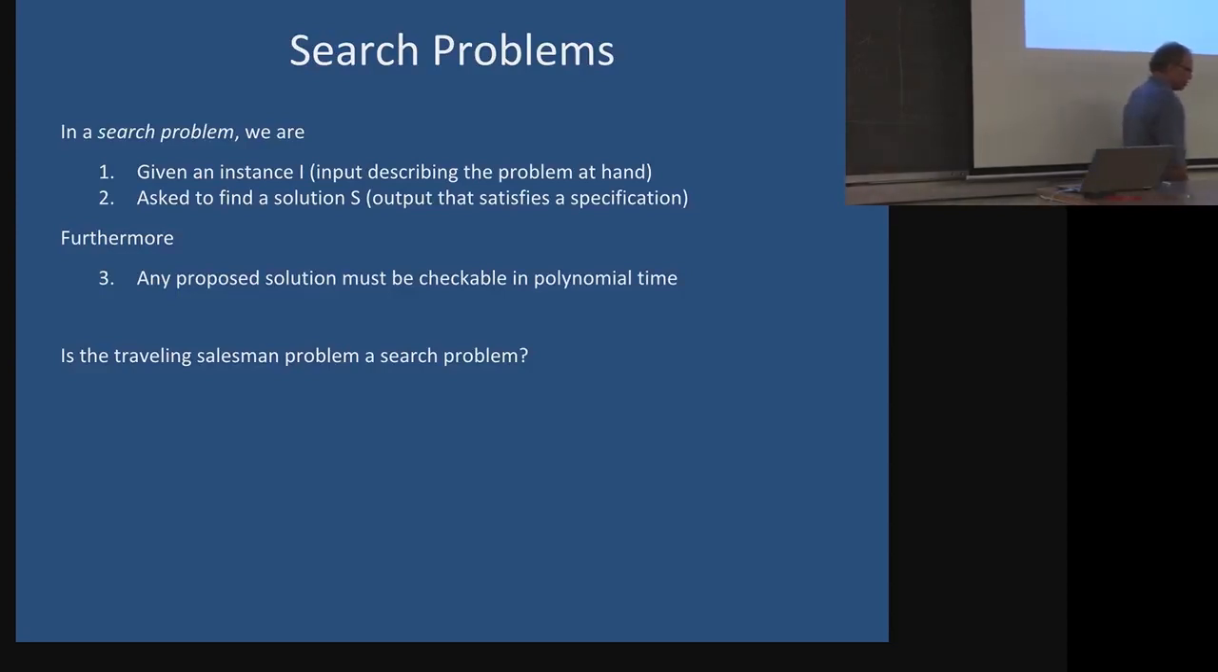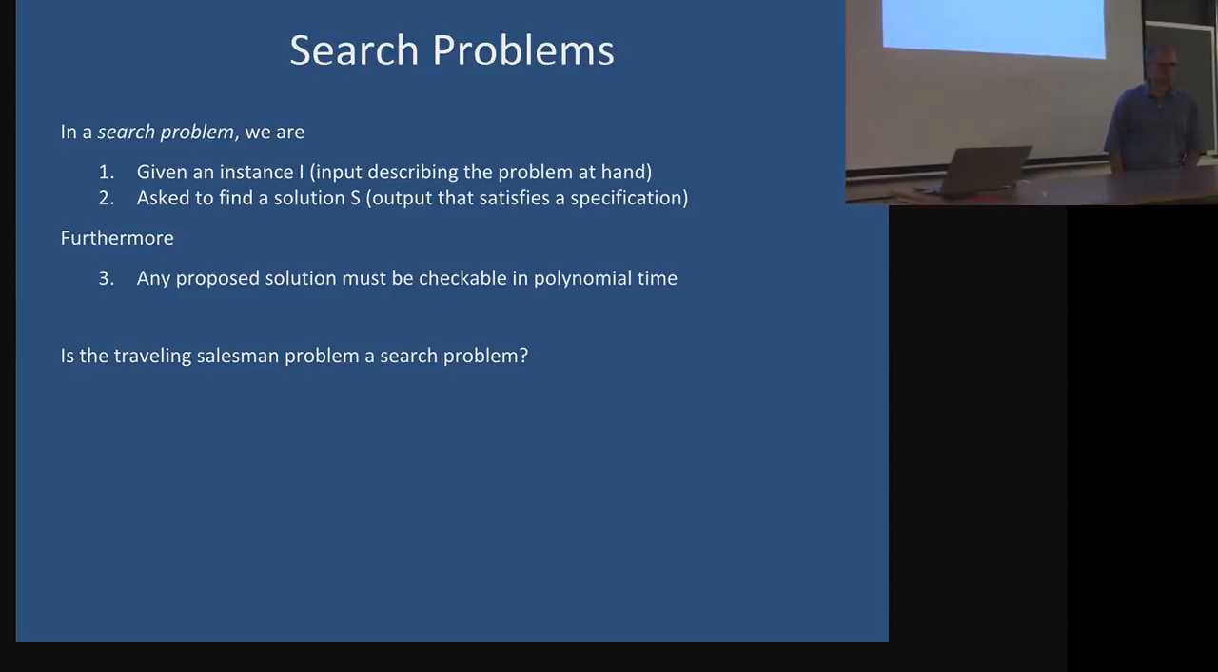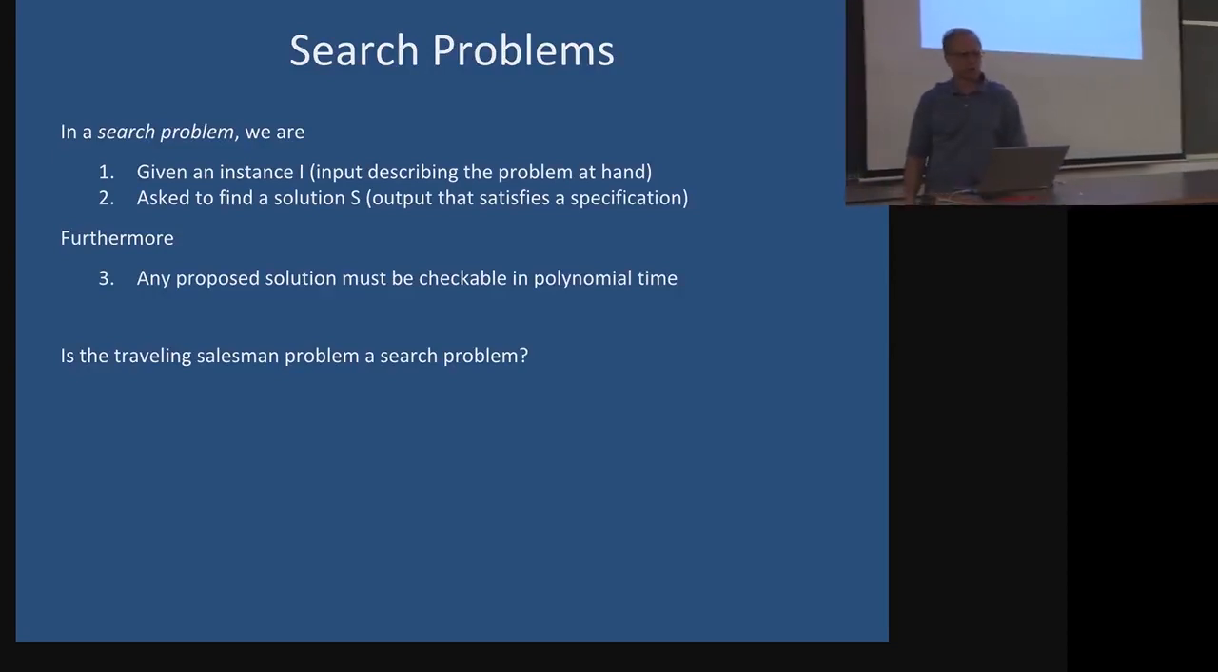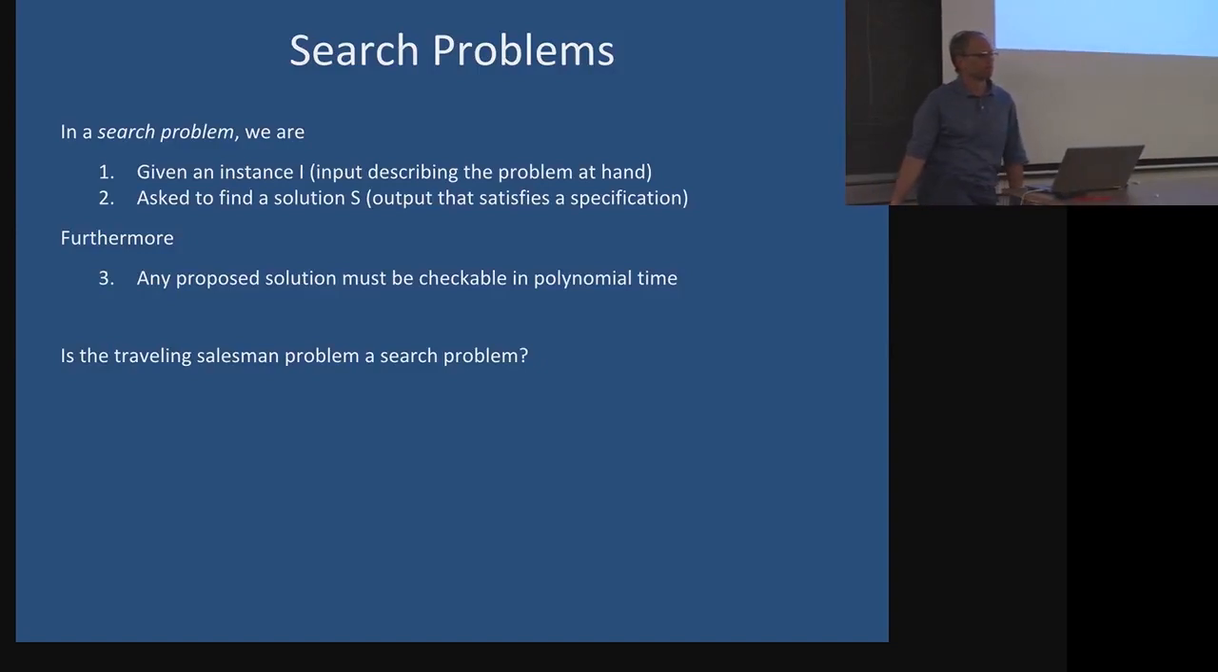So if someone gives you a solution to the problem, so let's say you give them the problem instance, namely a graph, and you ask them to find a solution, namely a set of edges that satisfies the problem. It's called a search problem if any proposed solution can be checked in polynomial time.